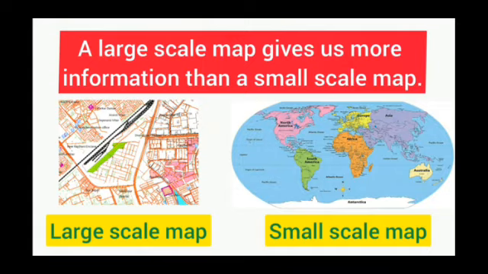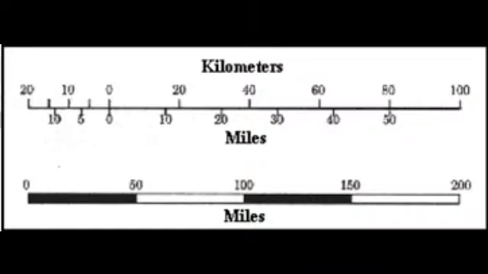Okay. There are three types of scale. One is statement scale or verbal scale. Second one, graphical or linear scale. And third one, representative fraction. These scales are mentioned below in the map.